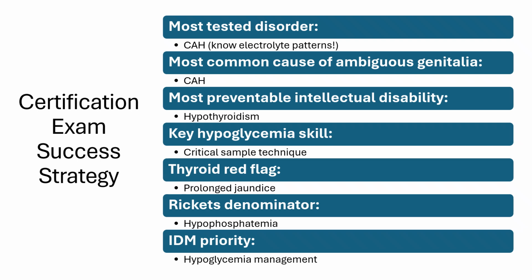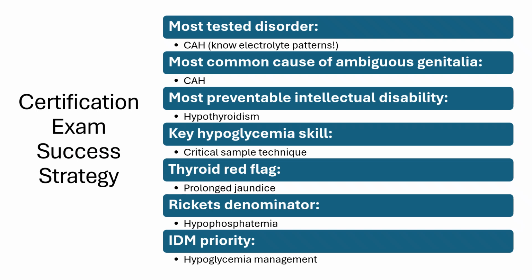Focus your studying on these high-yield facts. CAH appears most frequently. Know the electrolyte pattern cold. CAH also causes most ambiguous genitalia cases. Congenital hypothyroidism remains the most preventable cause of intellectual disability worldwide.